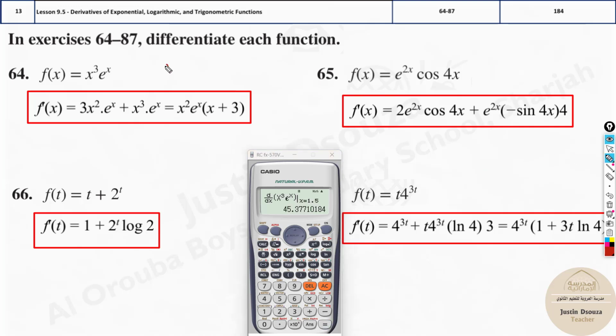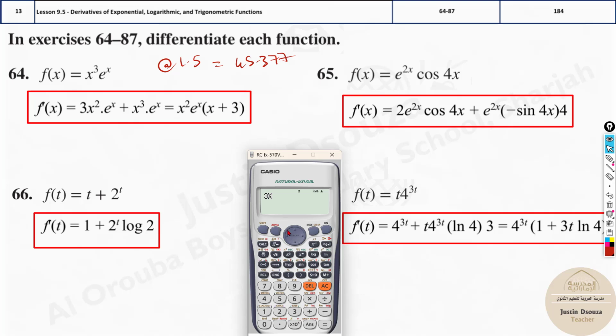At 1.5, it is 45.377. Now always consider 1.5, so you don't need to write this, just write the value, that's enough. And now check all the four options. You need to just type it out.